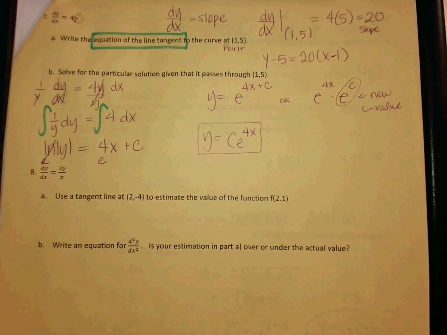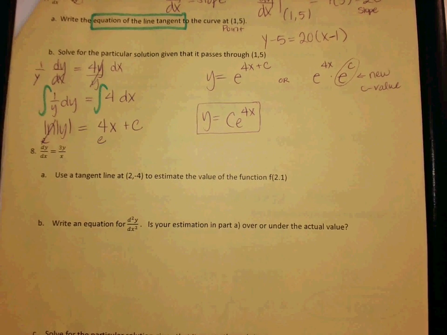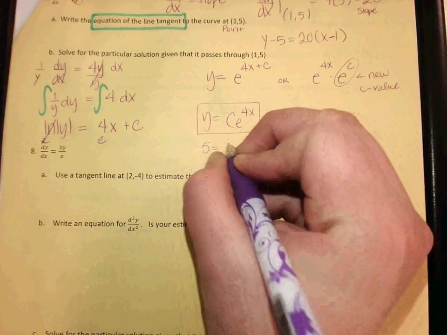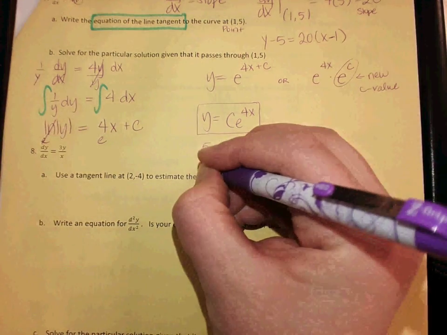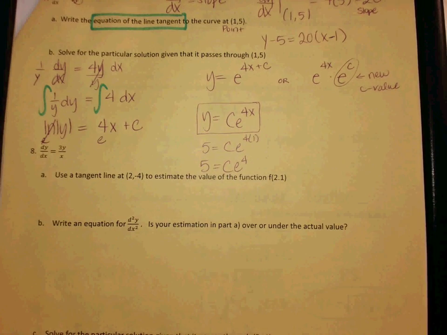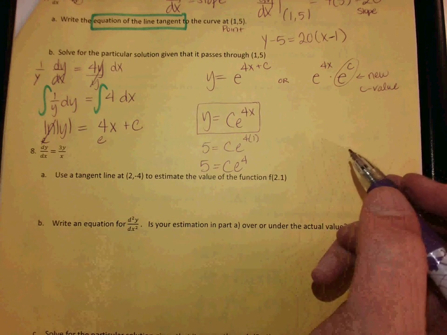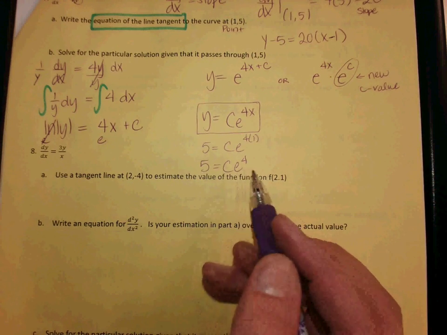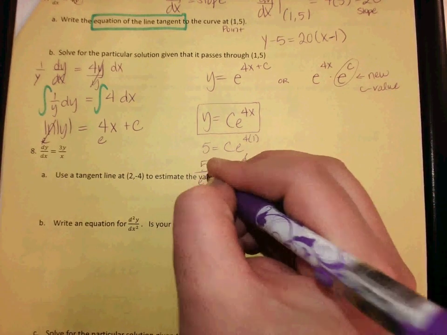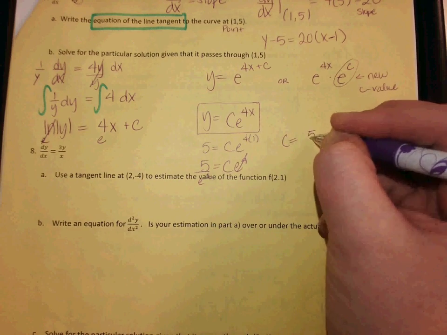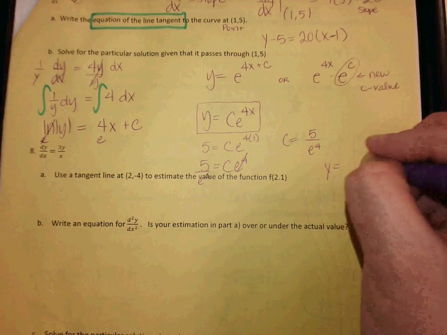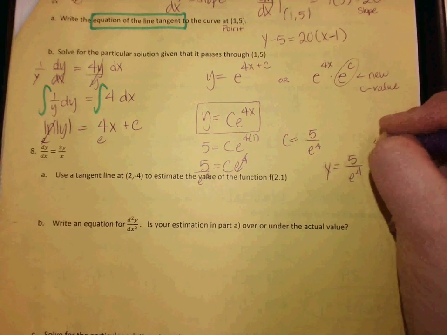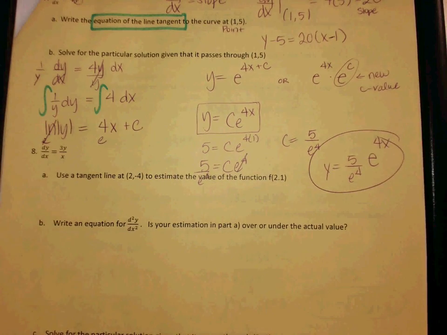Okay, so then what is our point that we're going to use to solve? What's our ordered pair? 1, 5. So 5 is the answer when we plug in 1. Well then really that's just e to the 4. So if 5 is c times e to the 4th, how do I get c by itself? These are multiplied. Divide. Very good. So I'm just going to divide by e to the 4 over here. So then c is going to equal 5 over e to the 4th. So what will my equation be? y equals 5 over e to the 4th times e to the 4x. And that would be your particular solution.